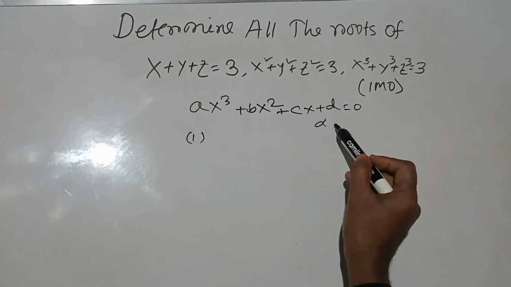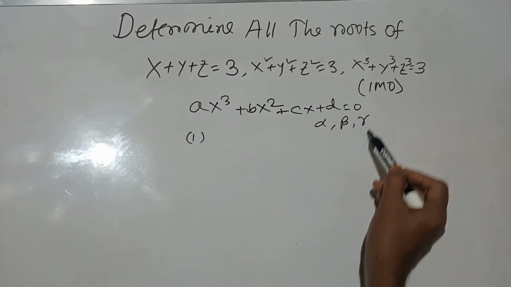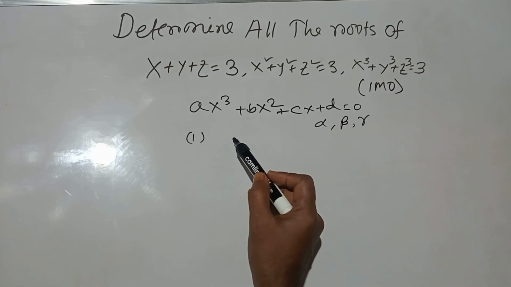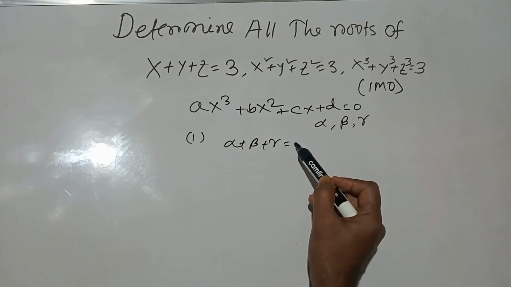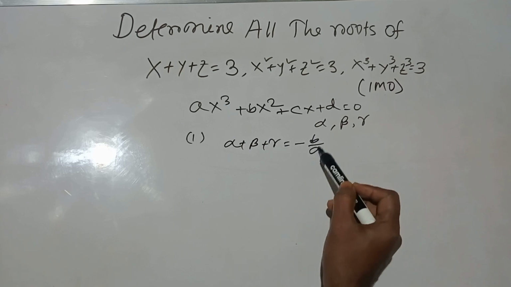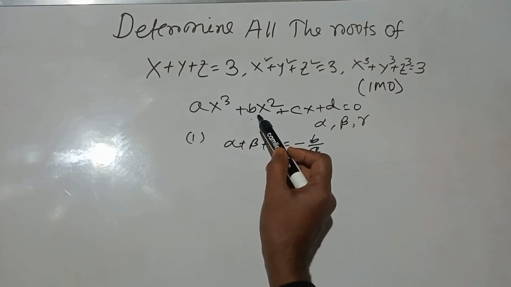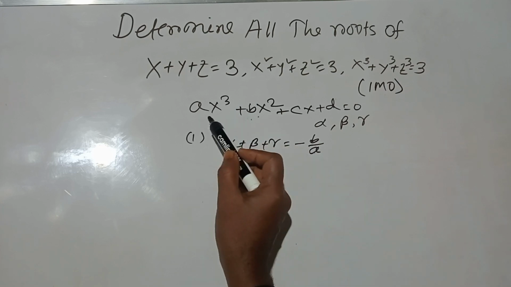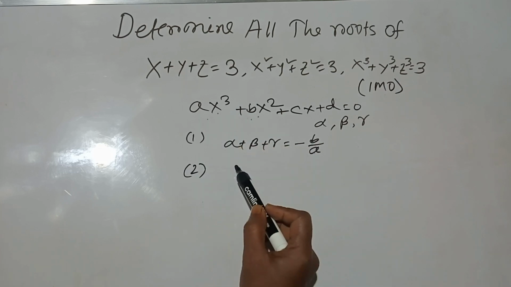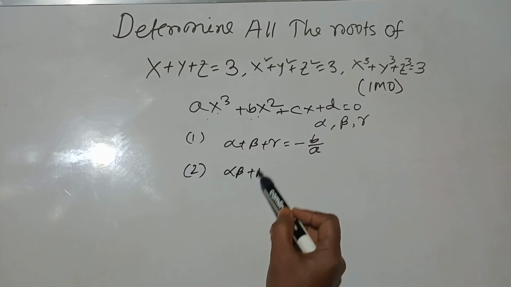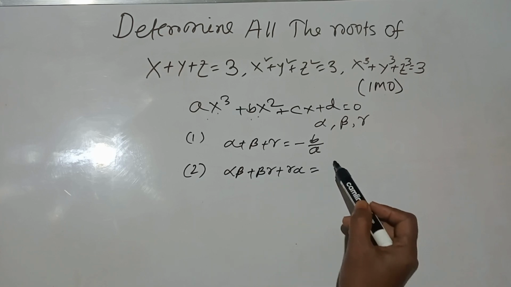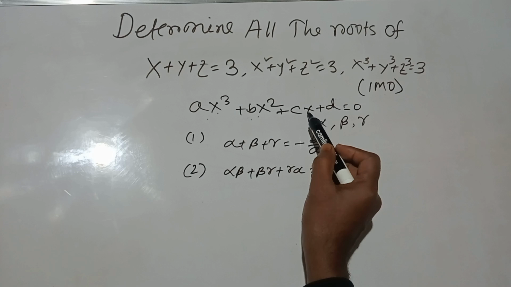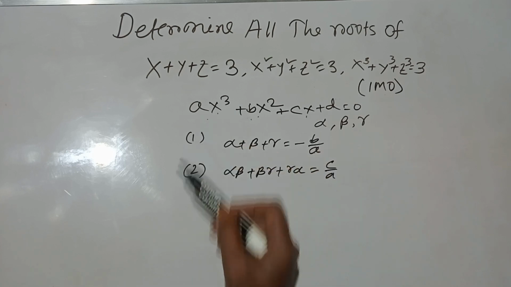If the roots are alpha, beta and gamma, then the first property is alpha plus beta plus gamma equal to minus b over a, that is, the coefficient of x square over the coefficient of x cube. The second property is alpha beta plus beta gamma plus gamma alpha equal to c over a, that is, the coefficient of x over the coefficient of x cube.